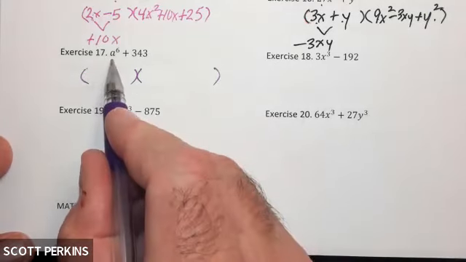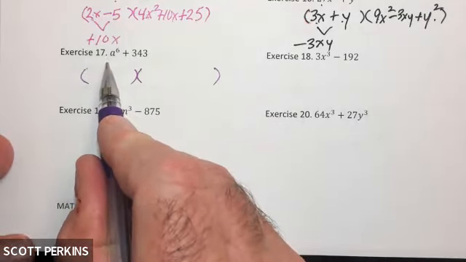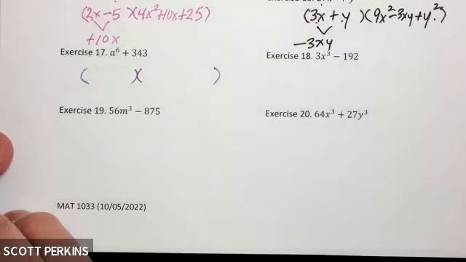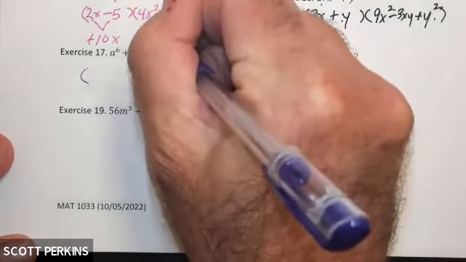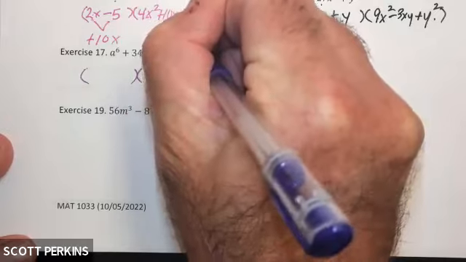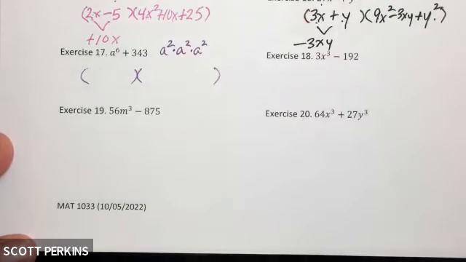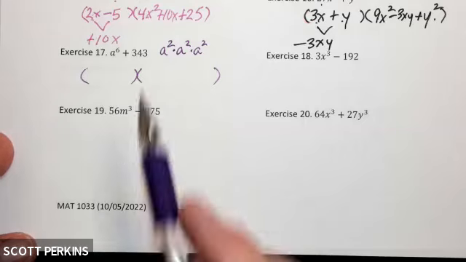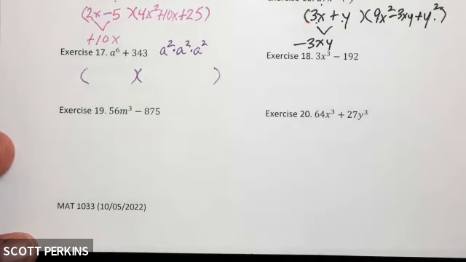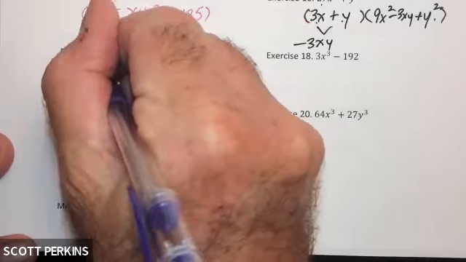All right, so what do you think? What value times itself 3 times gives me a to the 6th? A squared times a squared times a squared. Remember, when we multiply our bases, what do we do with the exponents? We add them. Yes, 2 plus 2 plus 2 is 6. So indeed, this is going to be a squared.